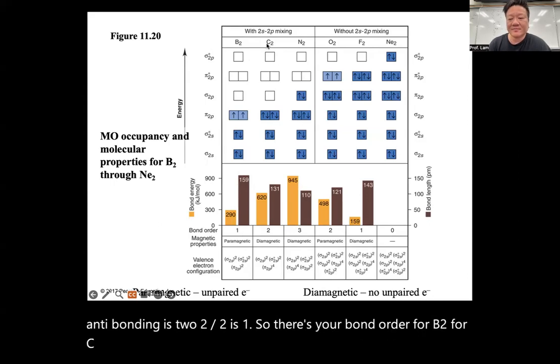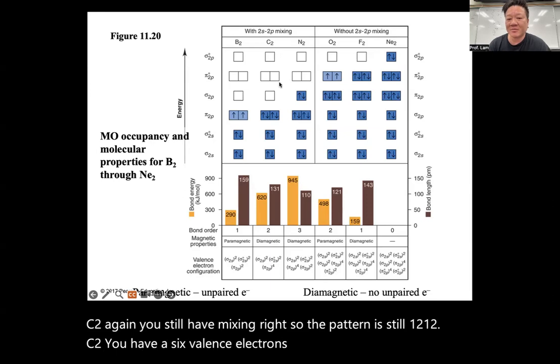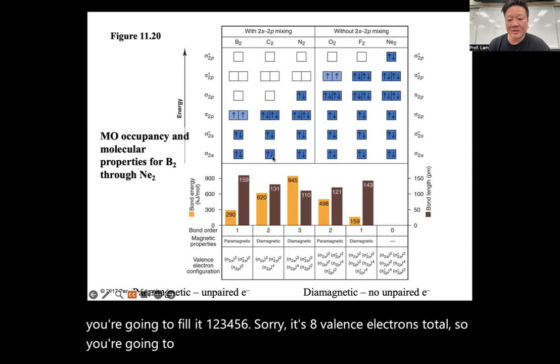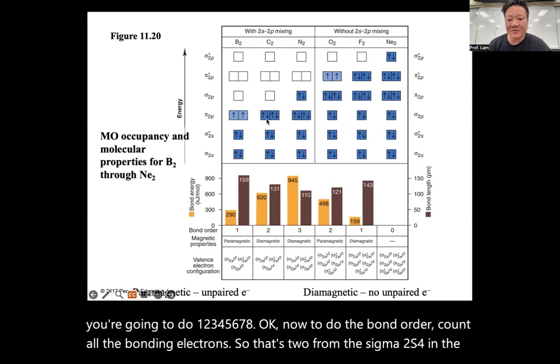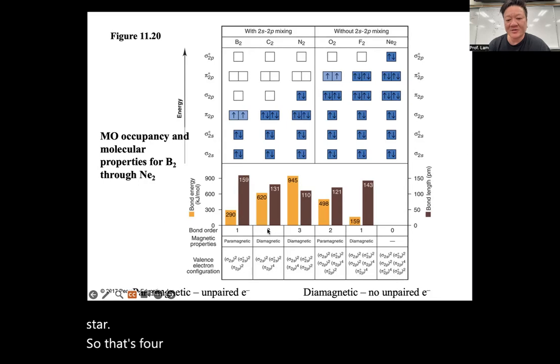For C2, again, you still have mixing, right? So the pattern is still 1, 2, 1, 2. C2, you have 6 valence electrons total, right? 2 carbons. Sorry, it's 8 valence electrons total. So you're going to do 1, 2, 3, 4, 5, 6, 7, 8. Okay. Now to do the bond order, count all the bonding electrons. So that's 2 from the sigma 2s, 4 in the pi 2p for a total of 6, and minus 2 for the antibonding sigma 2s star. So that's 4. 4 divided by 2 is 2. Okay, so it's predicting that C2 will have a double bond.